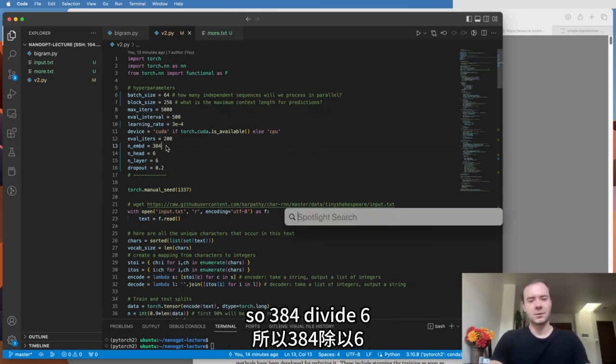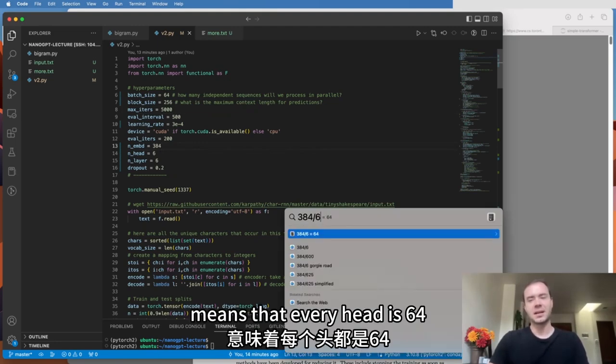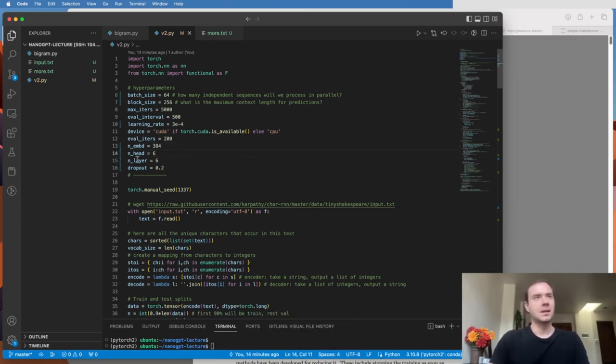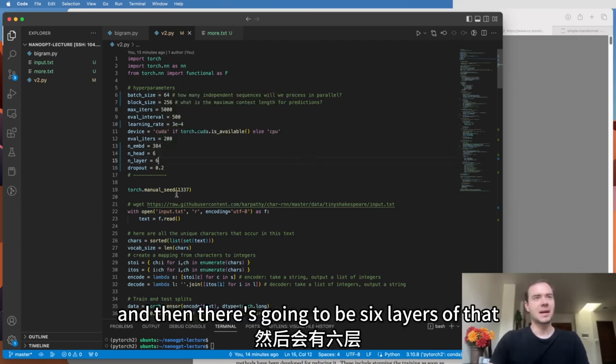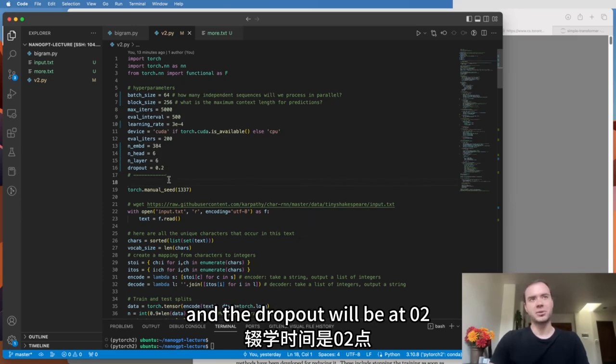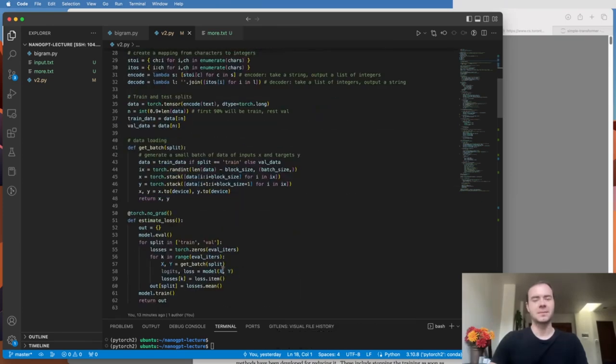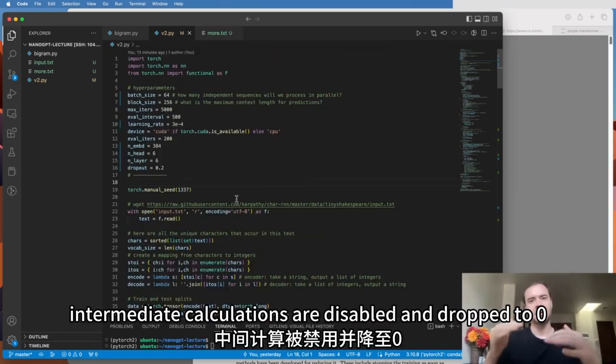So 384 divided by 6 means that every head is 64 dimensional, as is standard. And then there are going to be 6 layers of that. And the dropout will be at 0.2. So every forward-backward pass, 20% of all of these intermediate calculations are disabled and dropped to 0.